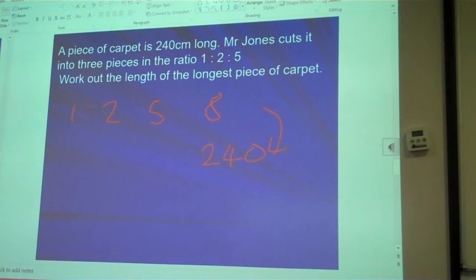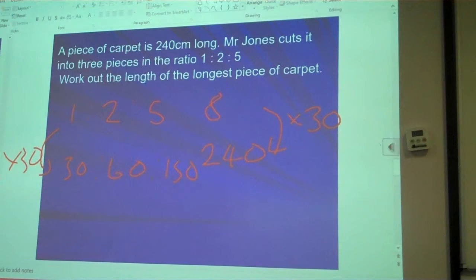Okay, so therefore to go from 8 to 240 I have to times by 30. So then you do the other ones, so you times the other ones by 30, so that gives you 30, 60, and then the 5 equals 150.